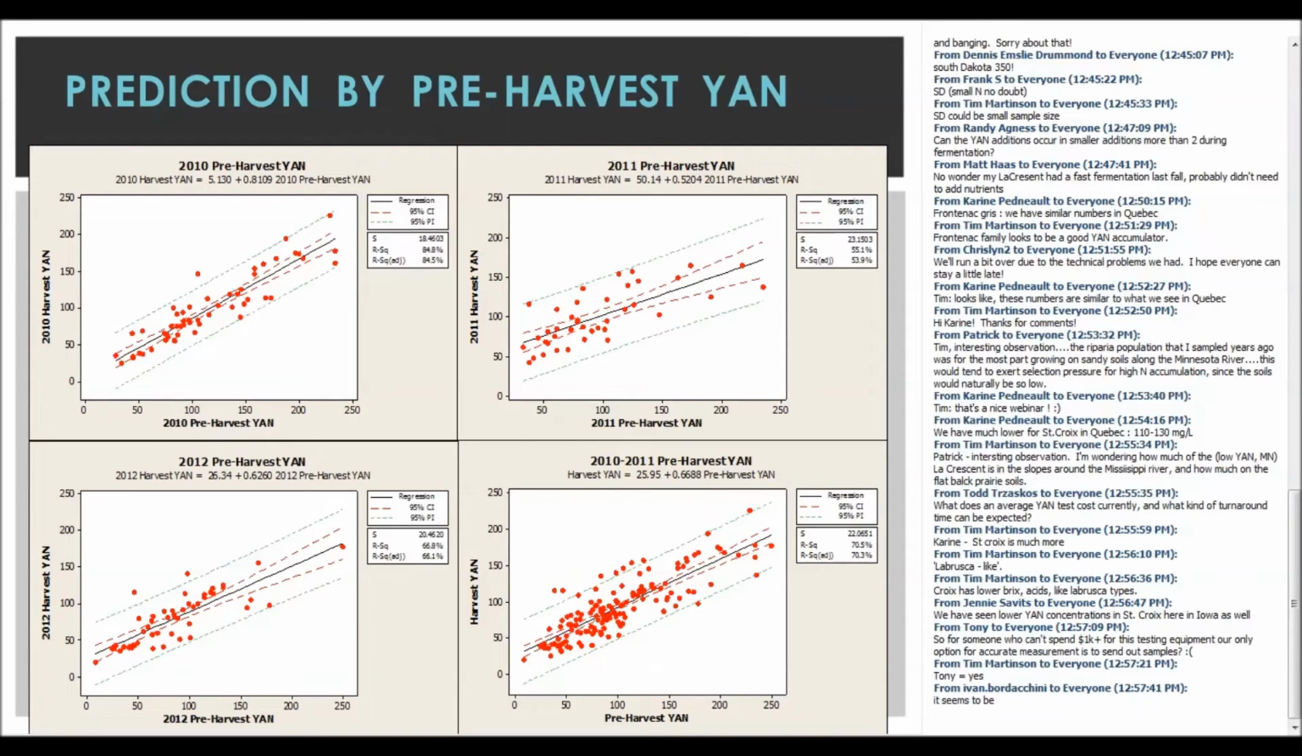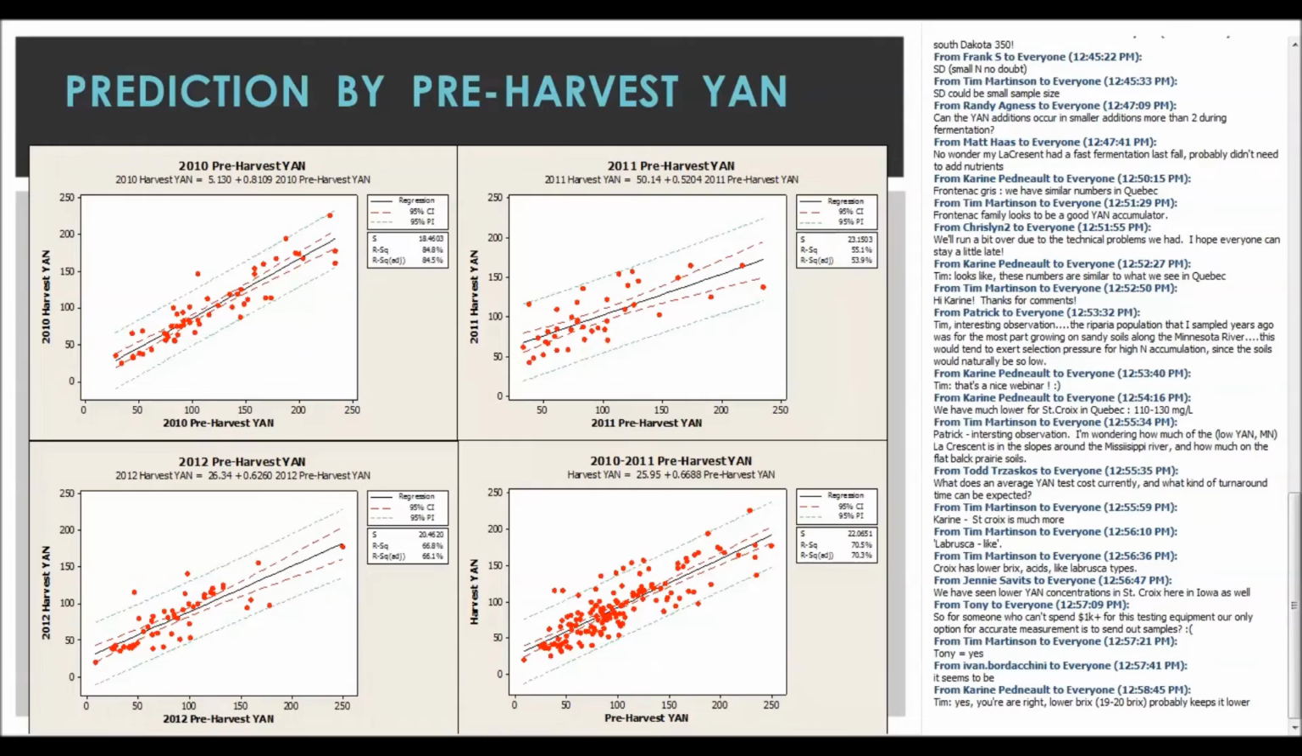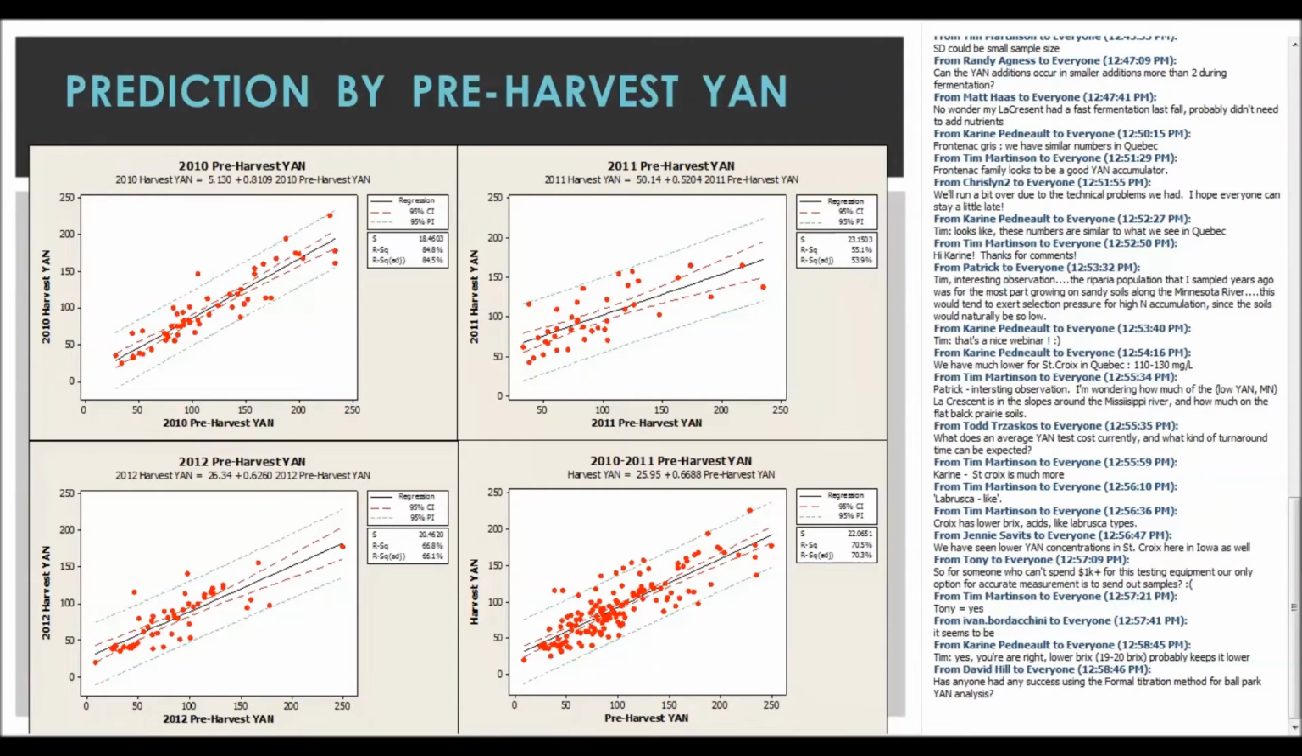So what we wanted to know is if we could measure it early, like 2 weeks early, and make some predictions. And just briefly, because I know a lot of you aren't growing Riesling, I'll show you the data. If you look in the upper left-hand corner, you can see our prediction on 2010 with our pre-harvest and our harvest. We've got about an R-squared of 84.5, which is pretty good. That's a predictive R-squared, so we're actually testing the same sample from the same vineyard at the beginning and at the end.